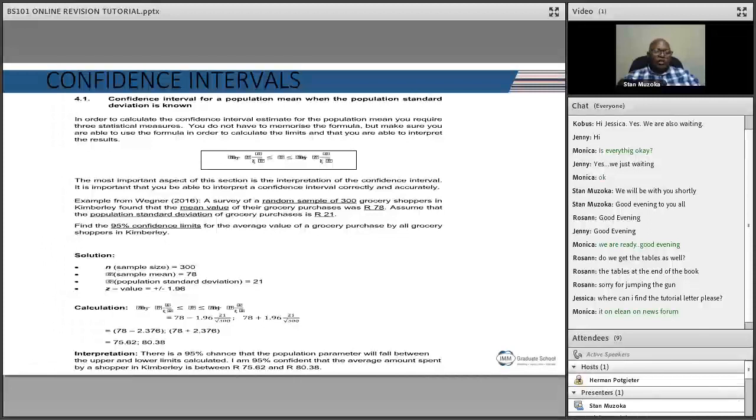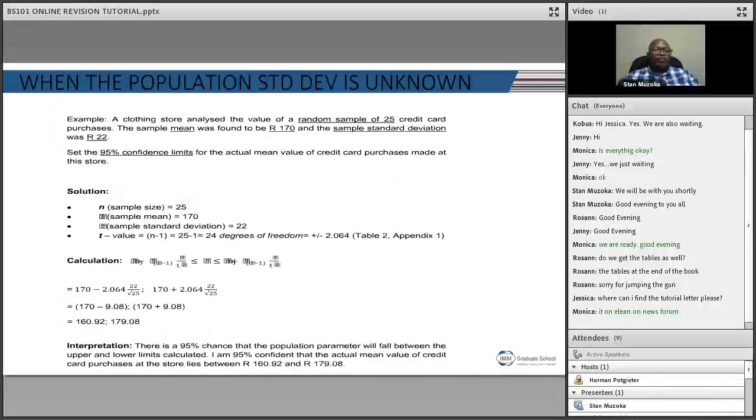What is your interpretation? We are 95% confident that the true or actual value of grocery shoppers in Kimberley will lie between 75 Rand 62 cents and 80 Rand 38 cents. That is our interpretation. Now, that is confidence intervals with the population standard deviation known.